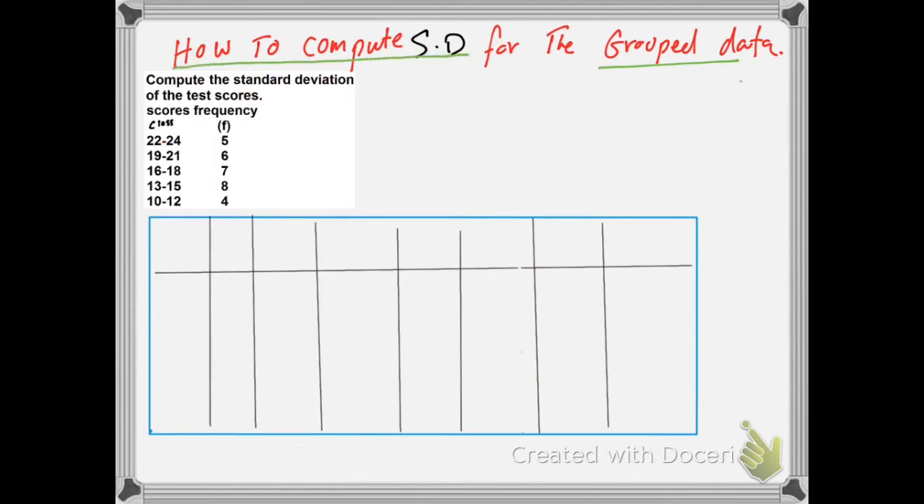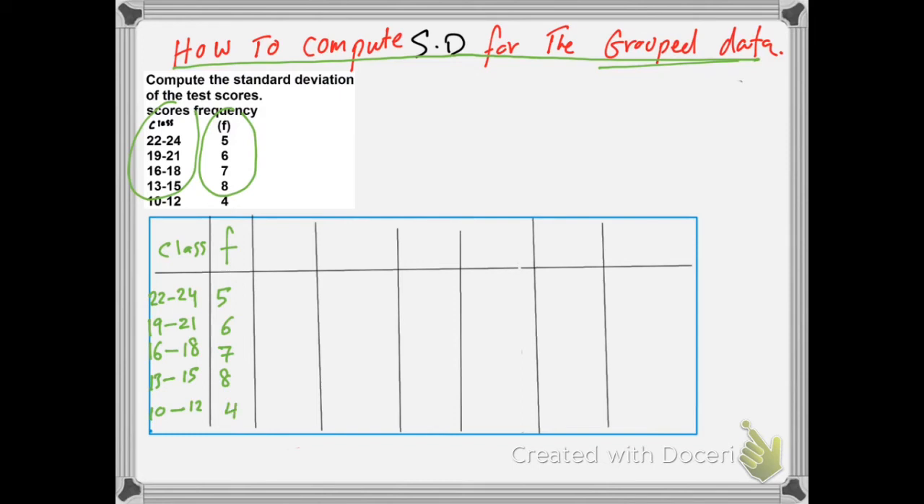Now I'll try to compute the standard deviation for grouped data, like those data. First of all, I'll insert them inside the table. The first interval from 22 to 24. After that, from 19 to 21, and from 16 to 18, and then from 13 to 15. After that, from 10 to 12. Then these are the classes, and the frequencies will become the corresponding frequency for each one: 5, 6, 7, 8. After that, 4.